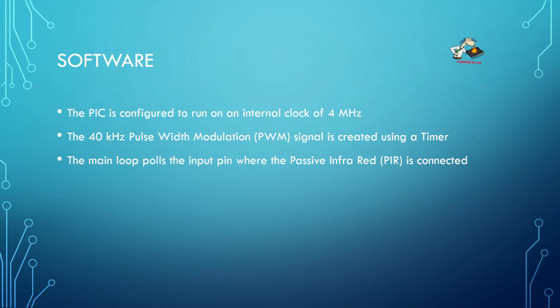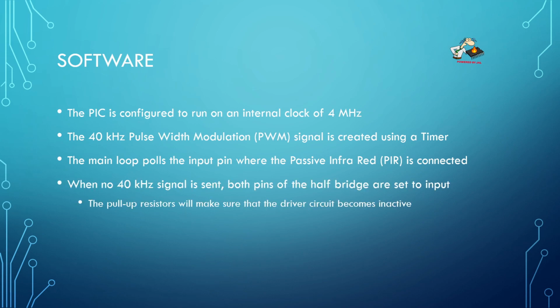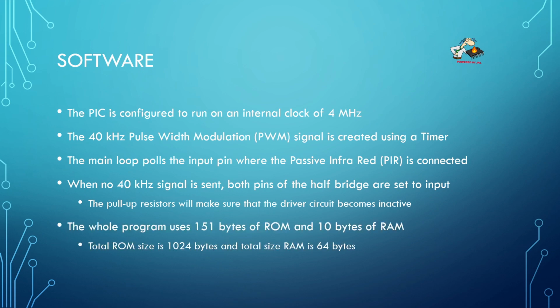It polls the input pin to which the passive infrared receiver is connected. And when there's no 40 kHz signal present, then both the output pins of the PIC microcontroller are set to input. And because of the pull-up resistors, this will make sure that the driver circuit becomes inactive and there's no DC component. And the whole program is quite small. It uses 151 bytes of ROM and 10 bytes of RAM, which fits easily in this PIC microcontroller.